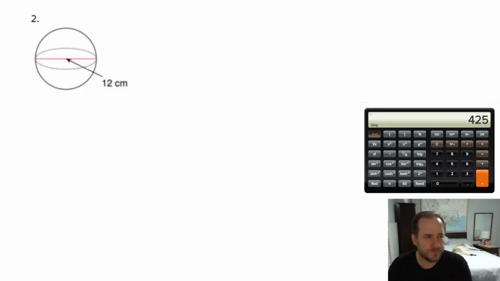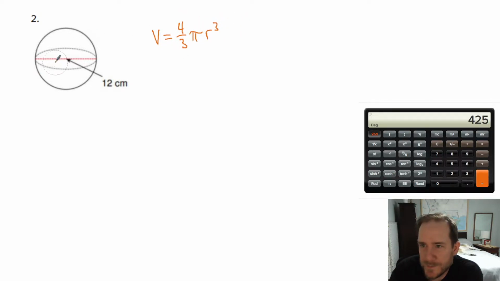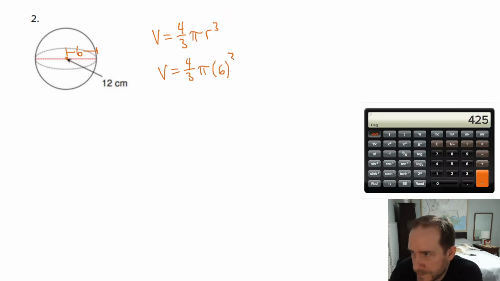All right, 2. 2's the same. Our volume is still going to be 4/3 pi r cubed. Just be careful. Our radius is not 12. 12 is the whole diameter. So the radius must be 6. So we'll say our volume equals 4/3 times pi times 6 cubed, not squared. So 6 cubed means 6 times 6 times 6.